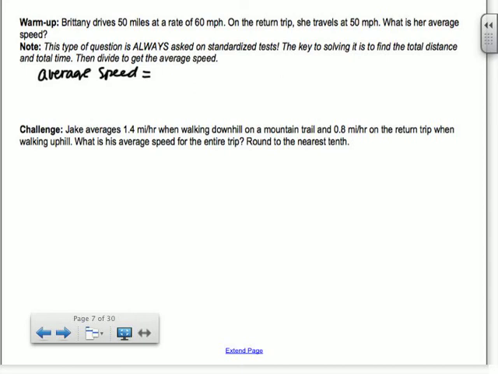Do you guys remember the formula that relates rate, time, and distance? Distance equals rate times time. So if I'm talking about the speed, it's going to be the total distance divided by the total time. For the whole trip, what was the total distance that Brittany traveled? 100 miles, right? 50 there, 50 back, so 100 miles.